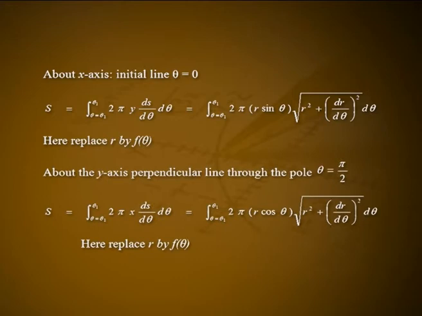B. About the y-axis, the perpendicular line through the pole θ = π/2. S = integral from θ = θ1 to θ2 of 2πx (ds/dθ) dθ, which is equal to integral from θ = θ1 to θ2 of 2πr cos θ √(r² + (dr/dθ)²) dθ. Here replace r by f(θ).